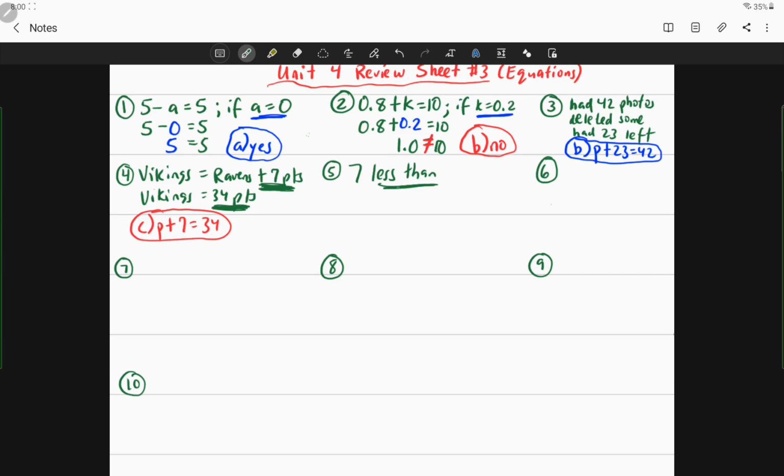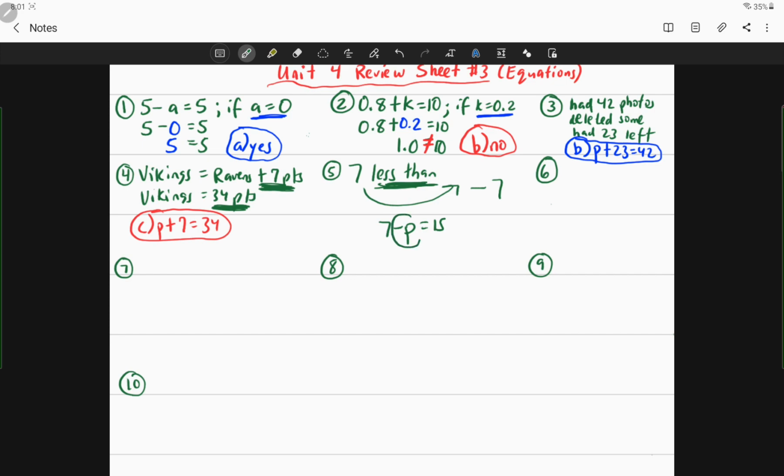So remember what we spoke about lots of times. When a question says less than, that means that part has to go to the back of the problem, towards the end. So 7 less than means something minus 7. Okay, some of you still get confused. So it's not choice C. Choice C says 7 minus P equals 15.